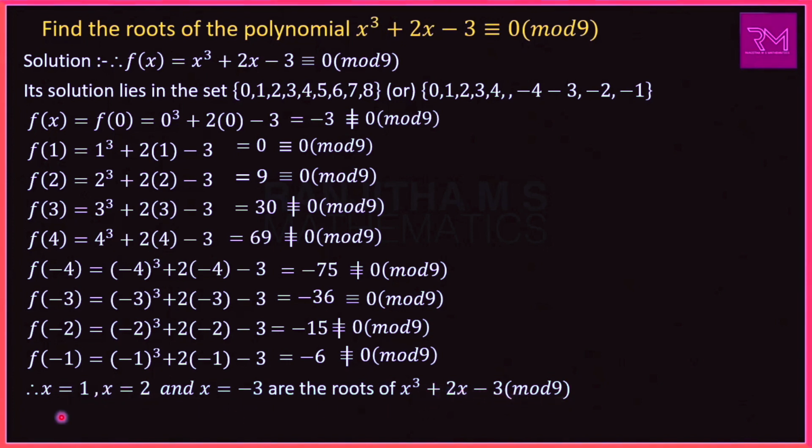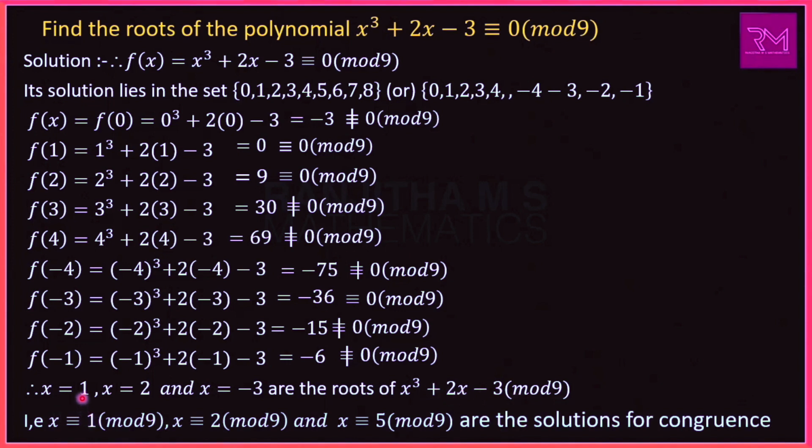Therefore we can conclude that x is congruent to 1 mod 9, x is congruent to 2 mod 9 and x is congruent to, here in the place of minus 3 we can substitute as 5. So x is congruent to 5 mod 9 are the solutions for the given polynomial congruence.